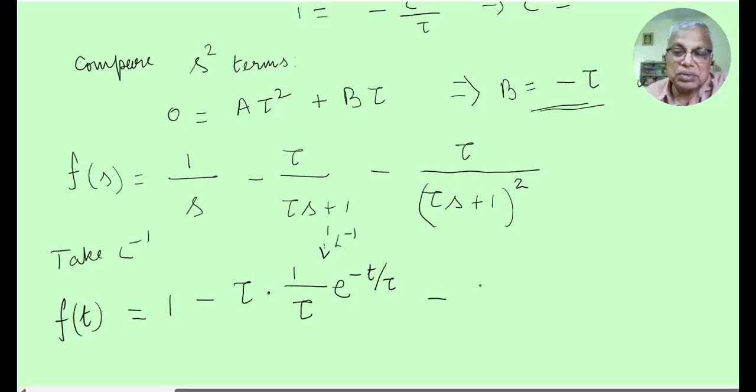And this minus tau into this: just now in the beginning we found 1 by tau s plus 1 whole square is t by tau square e power minus t by tau. So this is the inverse of this, which was found in the beginning of this class.